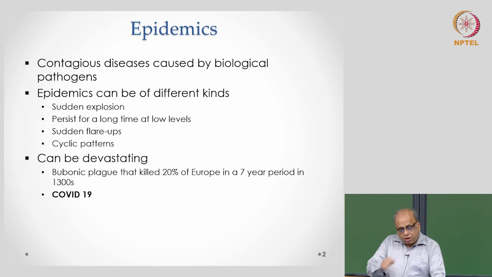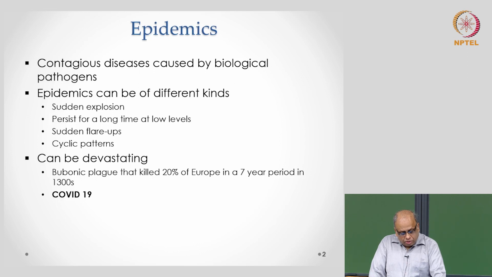Okay, so these are caused by biological pathogens and can be of different kinds. It can be a sudden explosion, or it can persist for a long time at low levels. For example, things like dengue occur every year at some time, and then there can be sudden flare-ups, like it happened with COVID, or it can be cyclic patterns. Dengue also can be cyclic. It generally occurs during the monsoon season and so on.